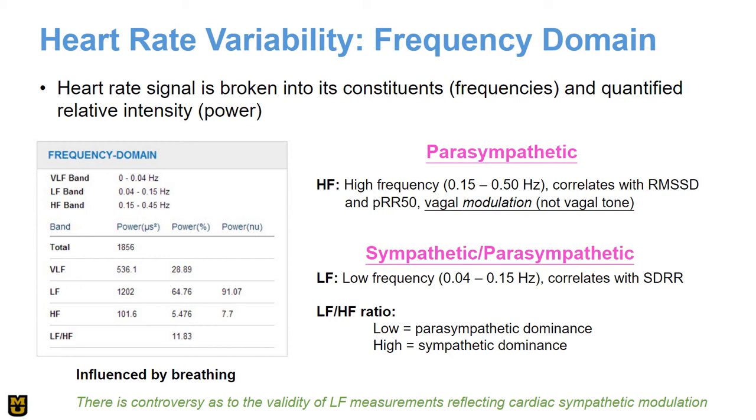These are beat to beat changes. You're looking at modulation, not necessarily vagal tone. The other nice thing is that this high frequency should correlate with the RMSSD and the pNN50 from the previous slide. And I've had a mentor that told me, if you analyze the data 4 different ways and you get the same answer 4 times, then you're on the right track. So I think if you do both, it's going to be really important that the data agree with each other.